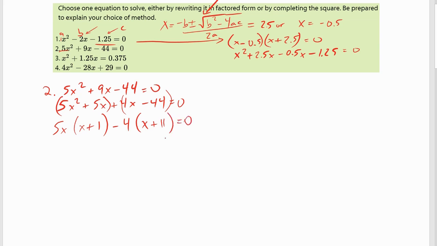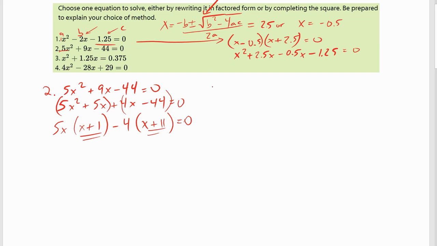So, no, doesn't work. You see that? Because these two are not the same. So that wouldn't work. So go ahead and try to figure out that one. I do recommend the easiest way is using the quadratic formula.